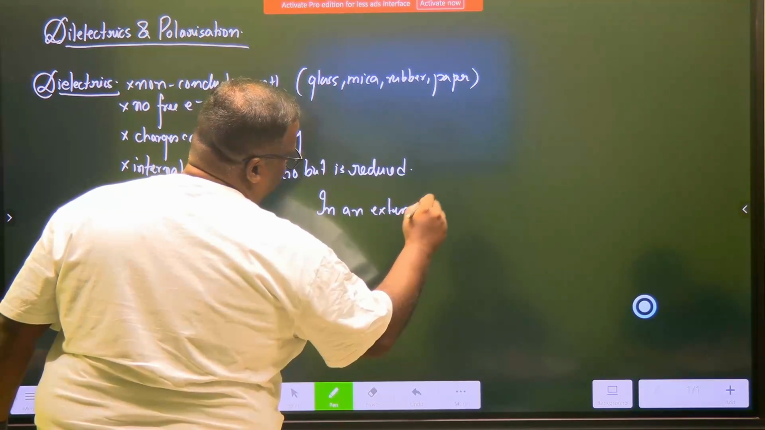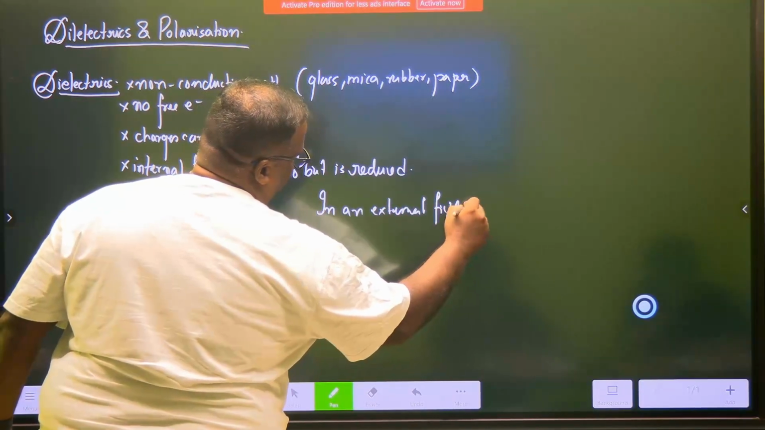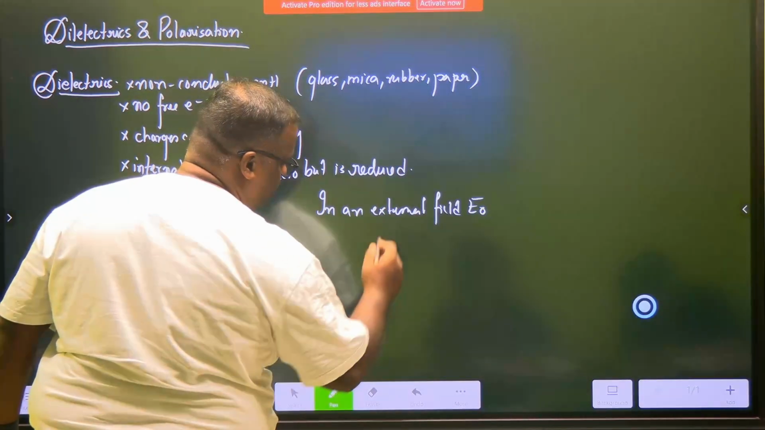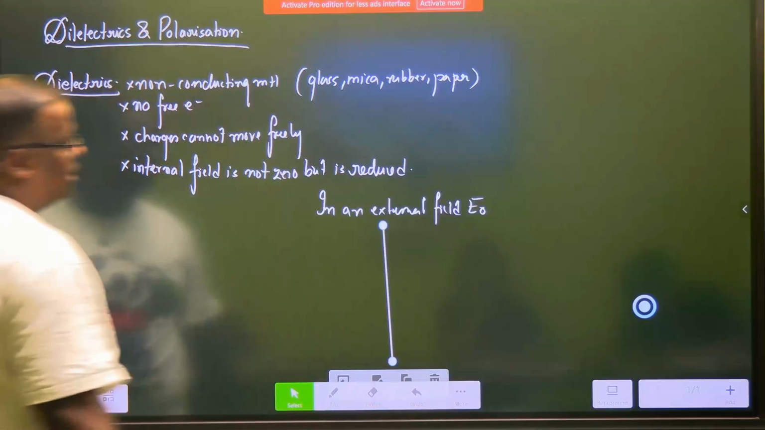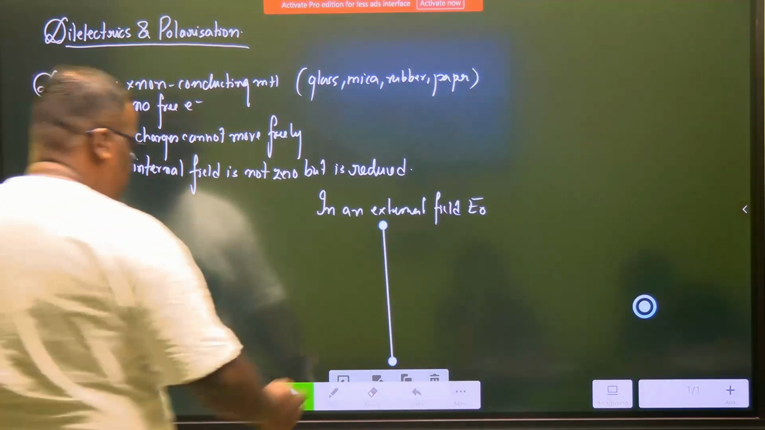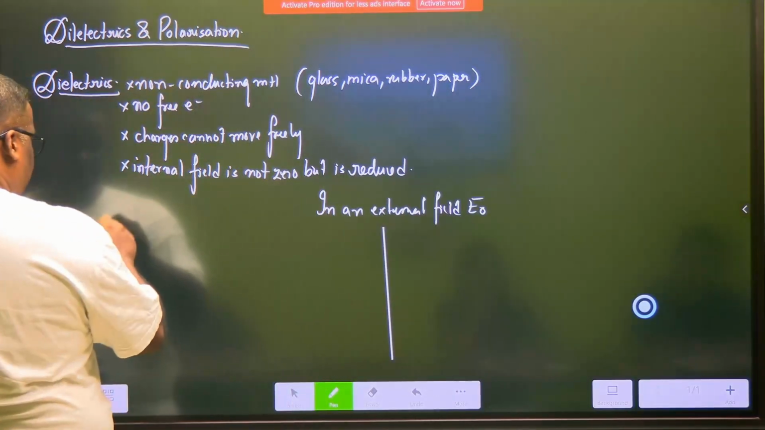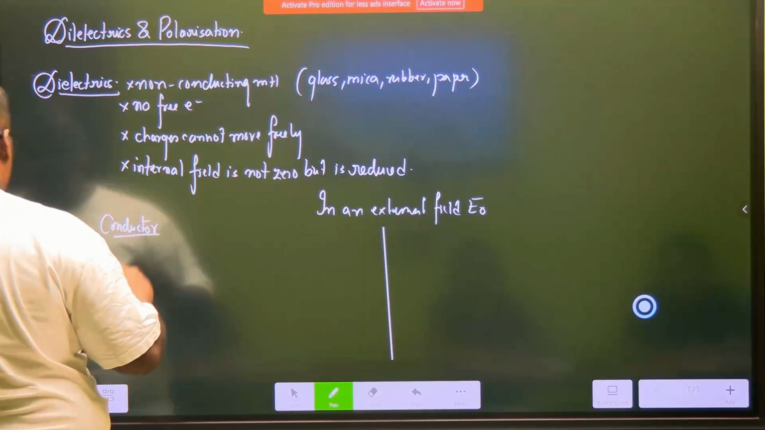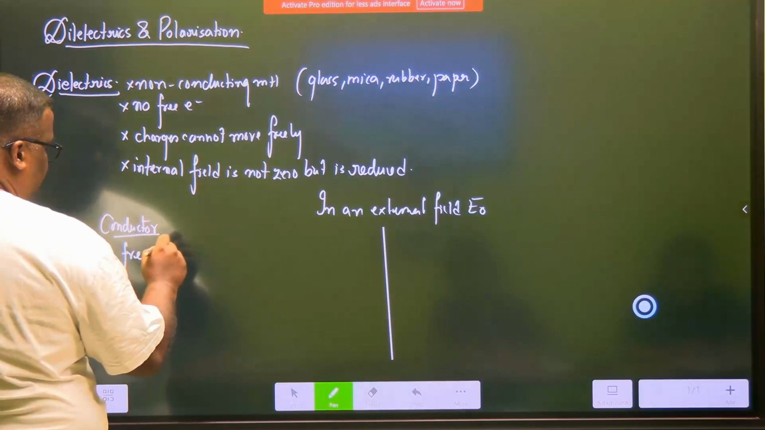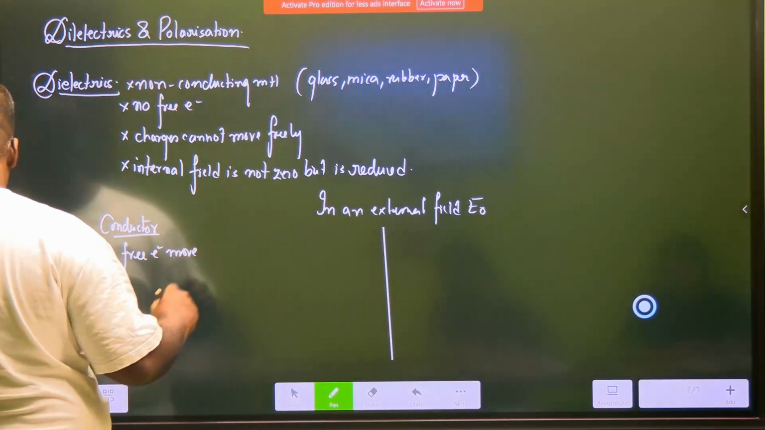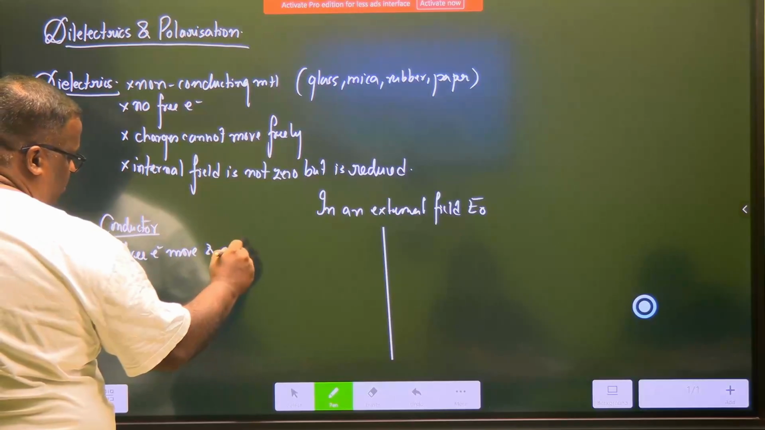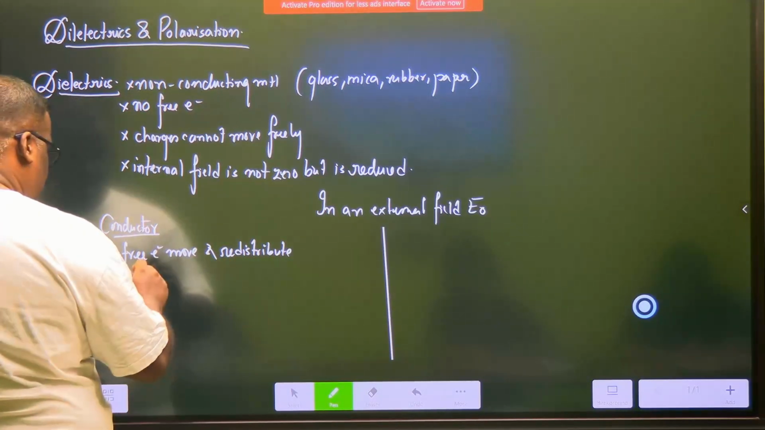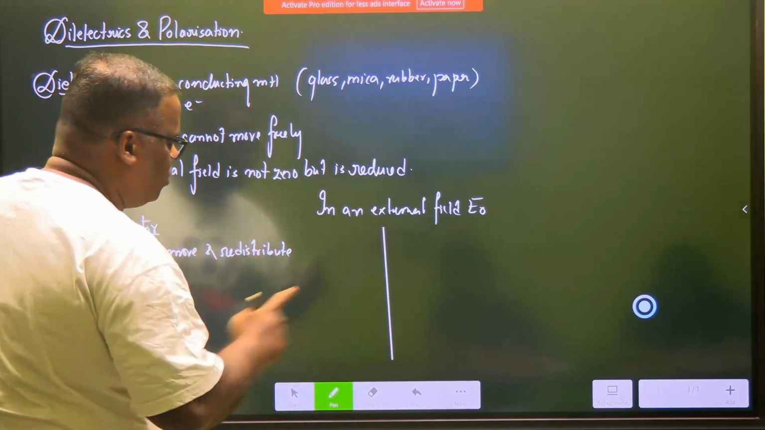Say the external field is E naught. You have applied an external field E naught. Let's see what is the behavior of dielectrics and conductors. Conductors you have already studied yesterday, but we'll just recollect. If you are a conductor, and if you read these notes, they are more than enough for you. Free electrons move and redistribute. Remember that free electrons move and redistribute.